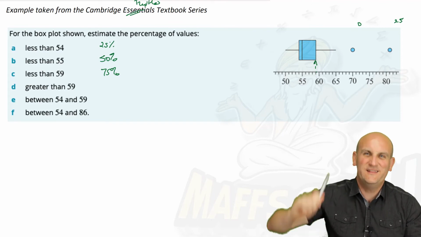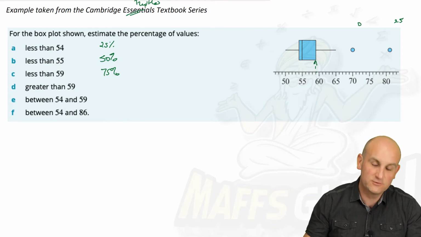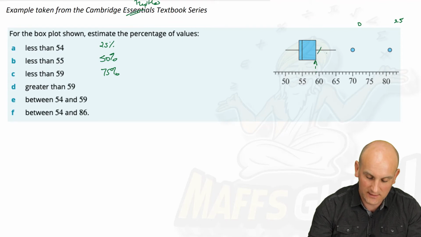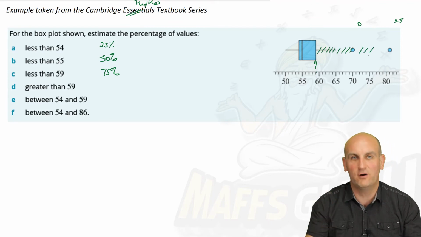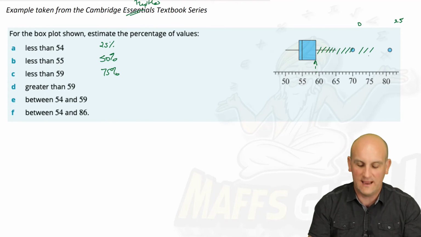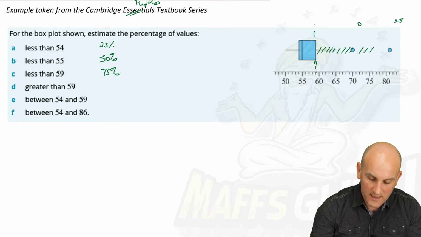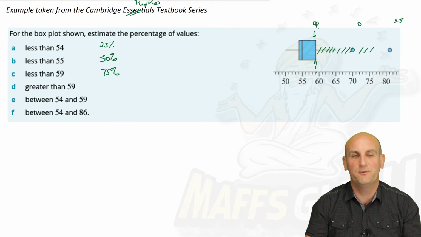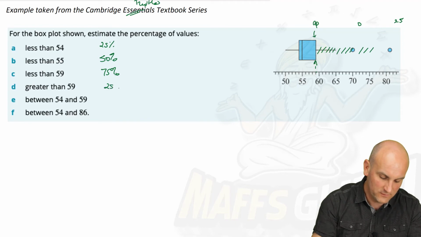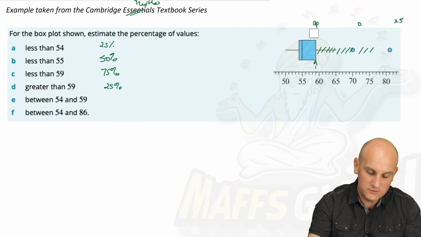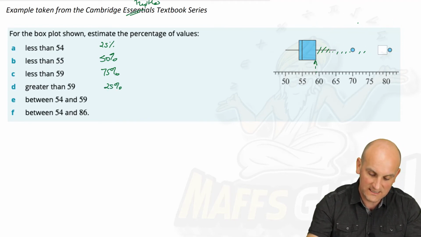Greater than 59, this is definitely trying to trick me now, because greater than 59, we're actually looking at it the other way around. So again, how much data is on that right-hand side? Sorry, right-hand side for the camera. I'm getting confused. Well, this is my upper quartile. 59 is my upper quartile. So up until the upper quartile, 75% of the data. Above it must be 25% of the data. Again, I'm just looking for quarters here.